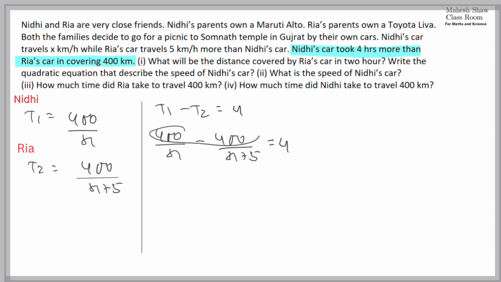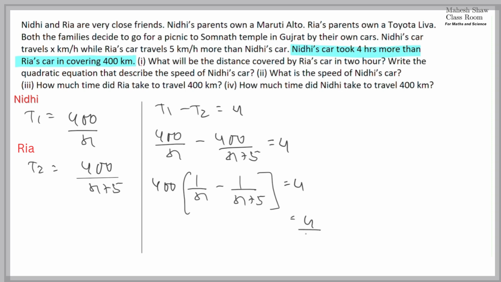Now to simplify the working, we can take 400 as common. So taking 400 as common, we get inside 1 over x minus 1 over x plus 5, and that is equal to 4. Further, we may transpose first and then cancel. So I'm writing 400 to the other side. And on this side, if I take LCM, we get x multiplied by x plus 5. So now we have x plus 5 here and minus x. So this x and negative x get cancelled, 4 goes 1 time and 400 goes 100 times. So we get this.